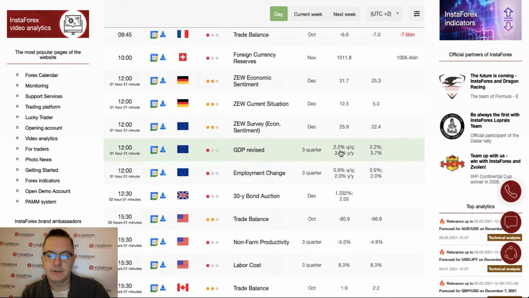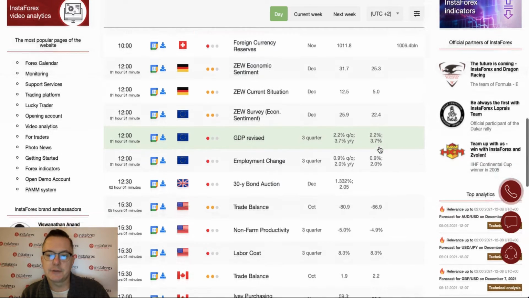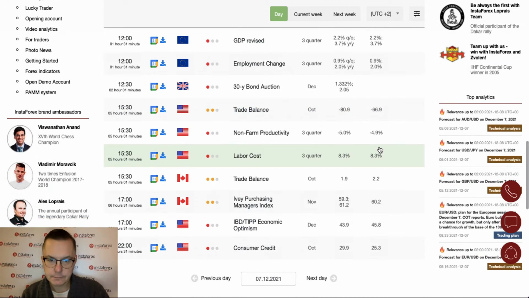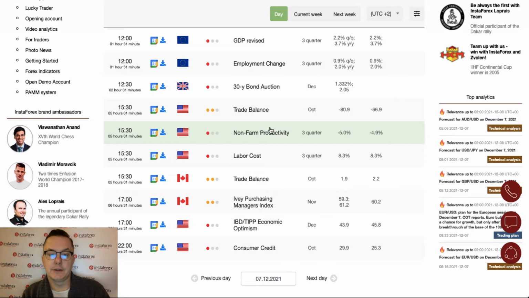The GDP for the third quarter is expected to be released at the level of 2.2%, just like the quarter before. During the New York session, we got trade balance and non-farm productivity and labor cost data from the US scheduled for release at 3:30.